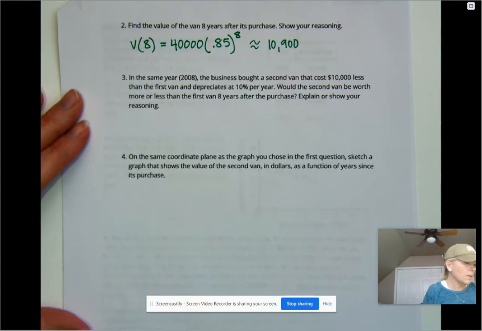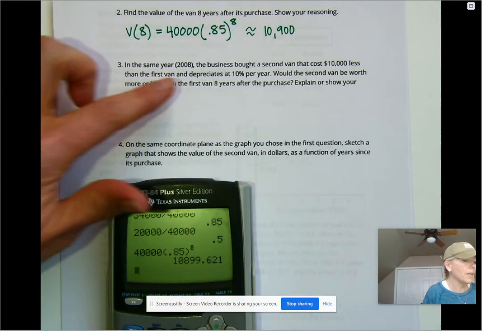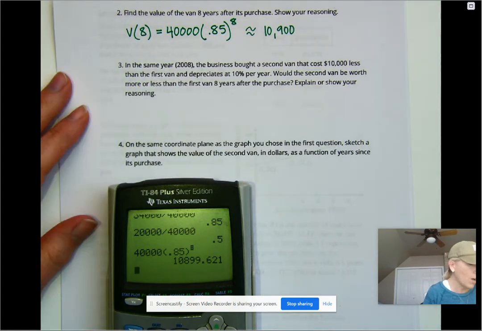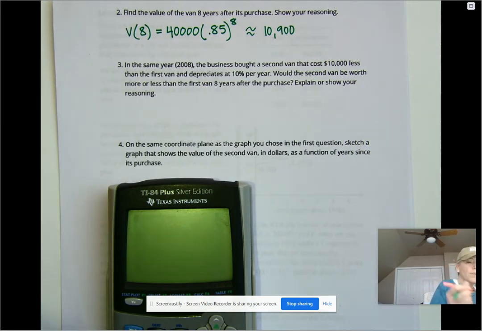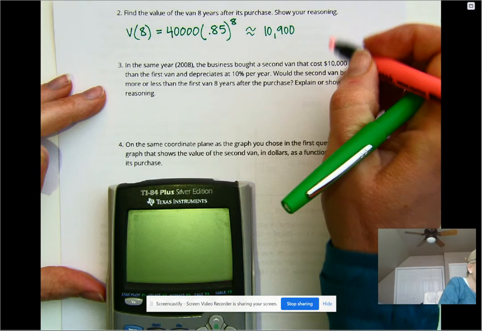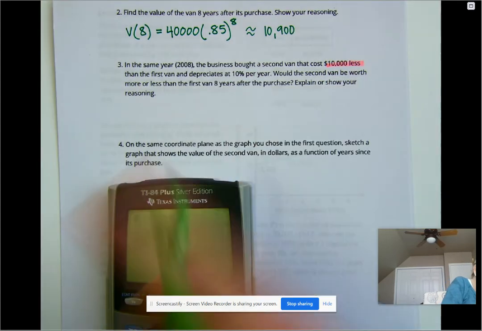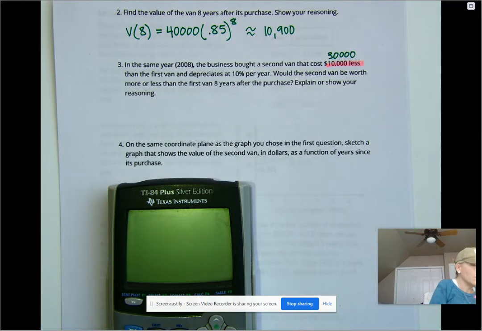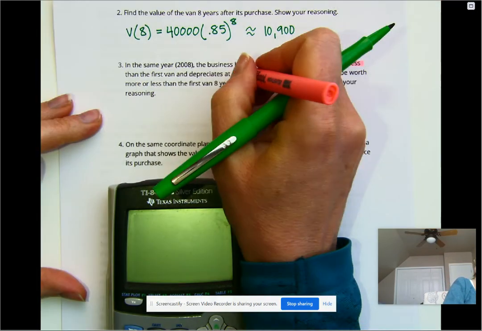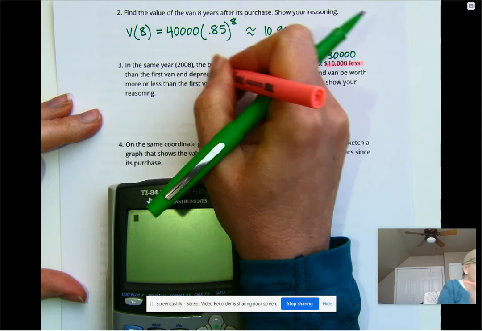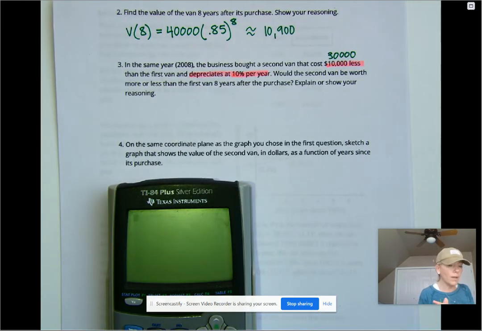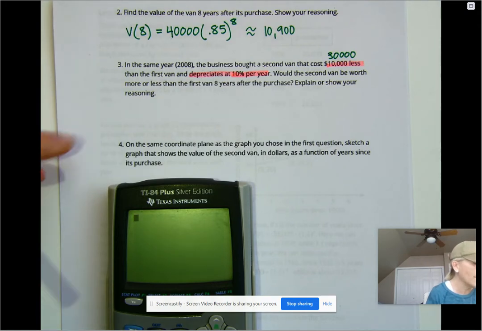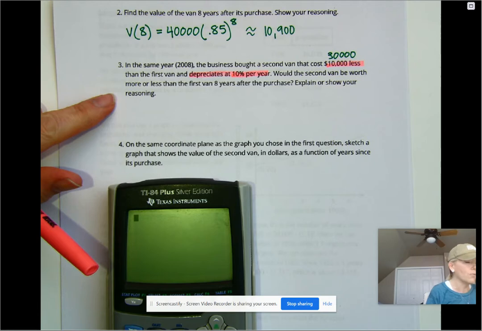Okay, and number 3, in the same year, which was 2008, the business bought a second van that cost $10,000 less than the first van. So 10,000 less means that it cost $30,000. And it depreciates at 10% per year. So if it depreciates at 10% per year, that means 90% of its value is remaining. Would the second van be worth more or less than the first van 8 years after the purchase?